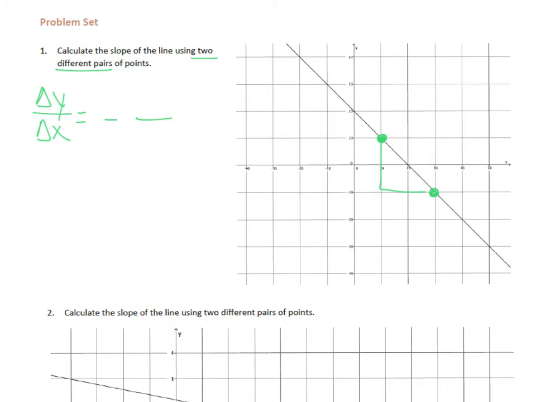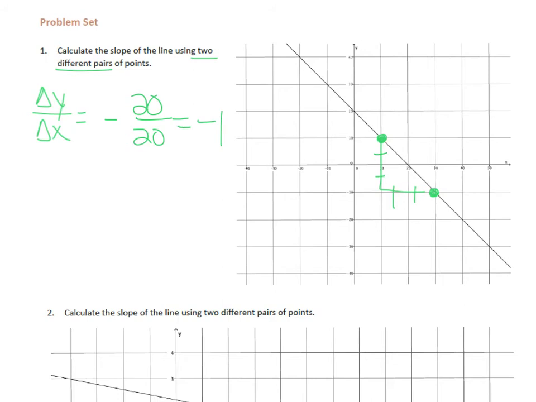Now, one thing, notice this, the scale of this graph. They're counting by tens. So my change in y, my rise, is 2 spaces, but notice they're counting by 10, so that would be 20. Okay, so 2 spaces would be 20 since this graph has a scale of 10. My change in x, my run, is also a 20. Negative 20 over 20 is negative 1.